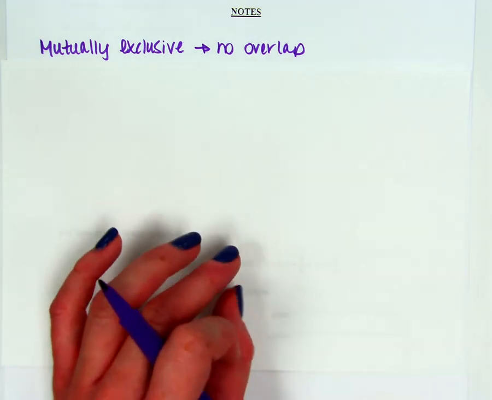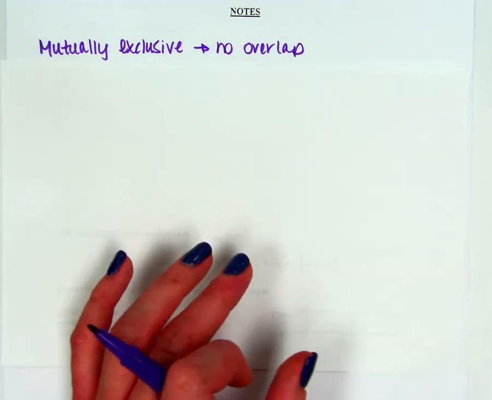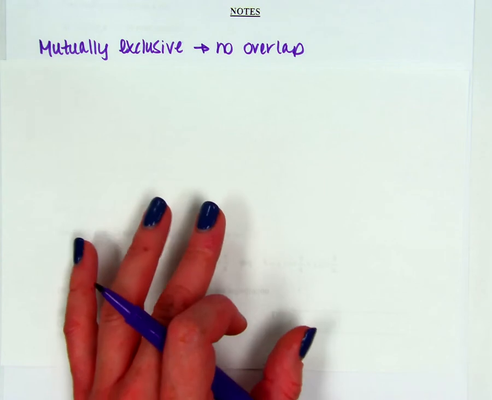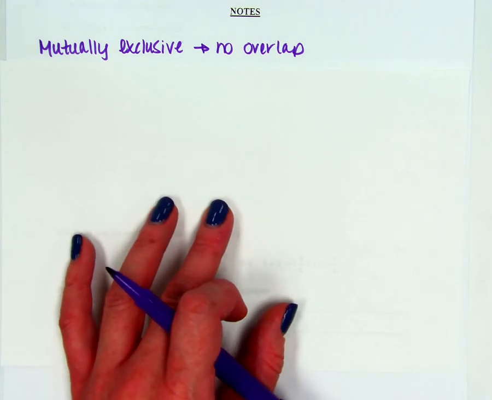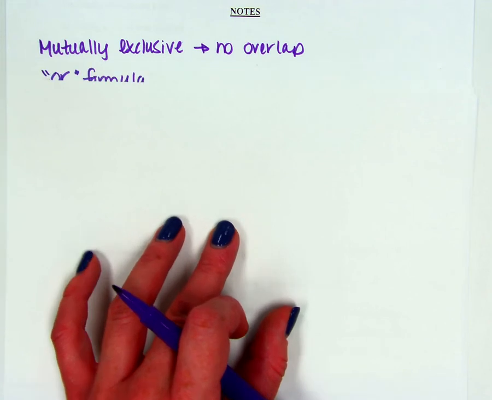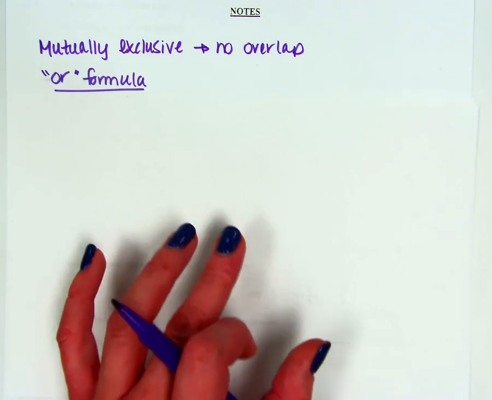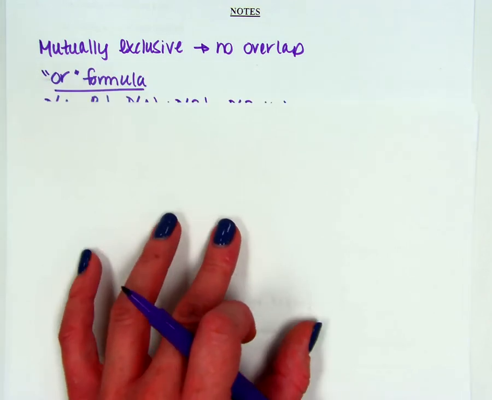One of the new vocabulary words this unit is mutually exclusive. That means there's no overlap on what we're talking about today. You'll see what that means when we dive into our lesson. Also, there's the OR formula, so we'll talk about that a little bit in probability.